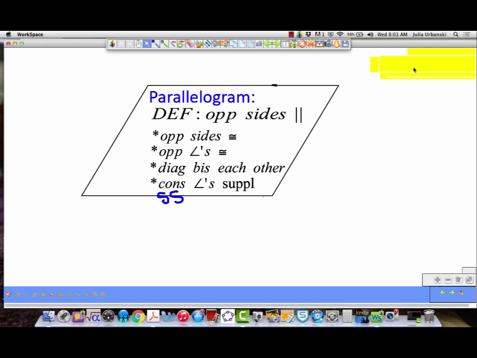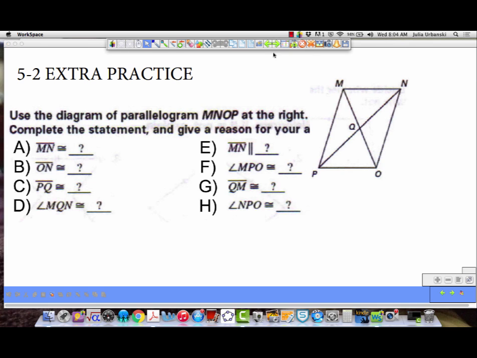Okay, so let's look at a few examples. Turn the page and look at this one right here. I'm going to start you off on a couple, and then I want you to finish them. It's a different rule. All right, use a diagram of a parallelogram. It tells you it's a parallelogram.